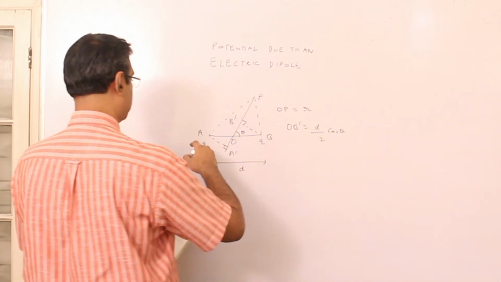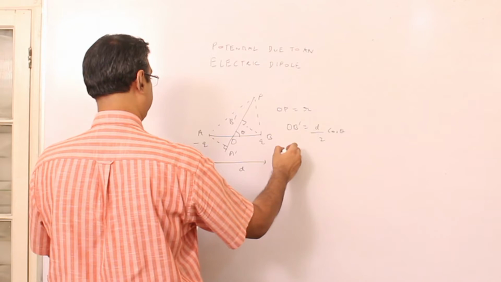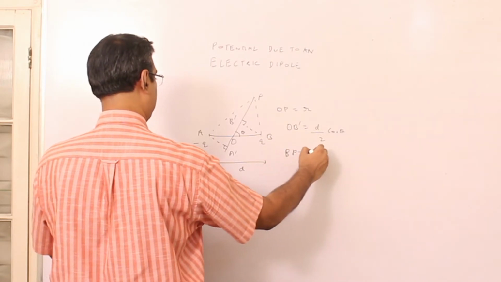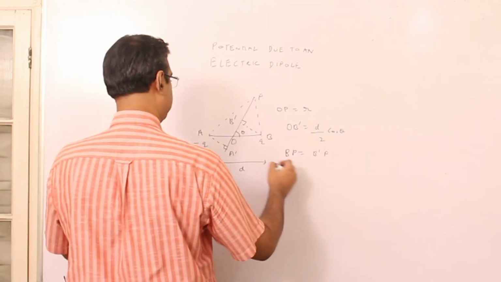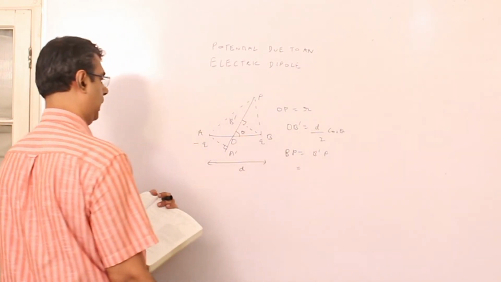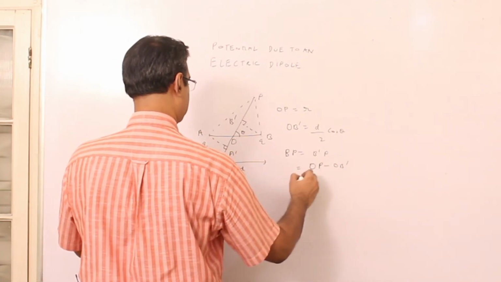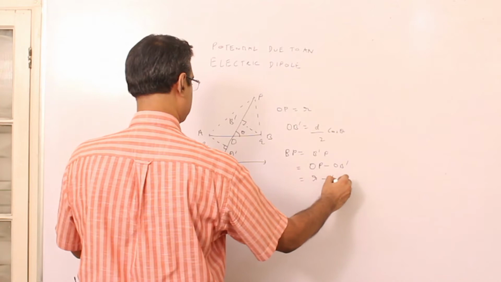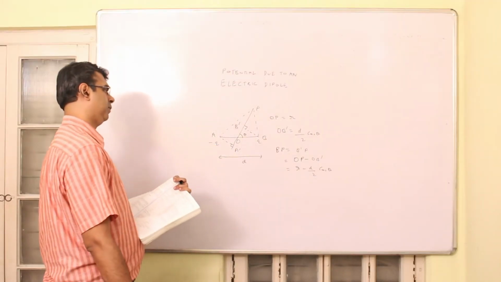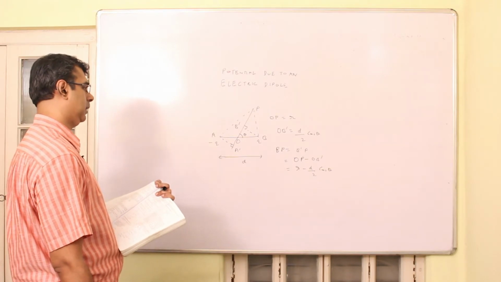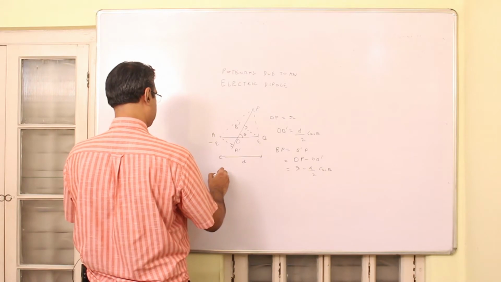Now, thanks to the fact that the dipole is very small, we can assume that BP and B dash P will both be equal. And you can see from this figure that B dash P is OP minus OB dash. So it is r minus half d cos theta. So BP will be r minus half d cos theta. Now let us come to AP.